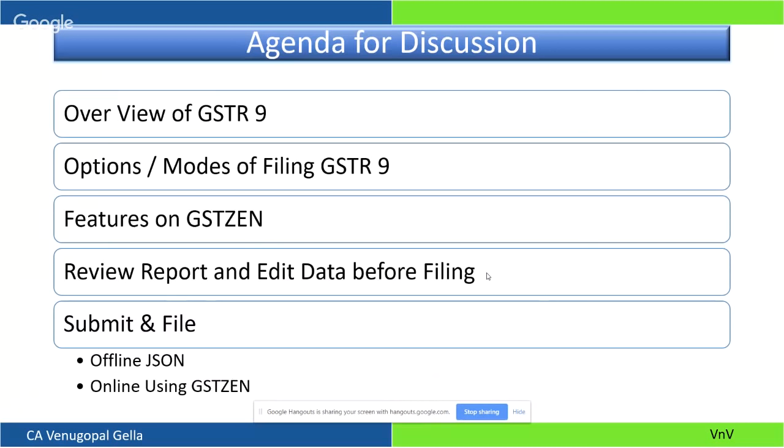I'm sure most of you are aware of all the fields in the GSTR-9, but before we go through the entire GSTR-9, I think we should have a quick overview of the form and what are the various options that are available for filing the GSTR-9. There is an online mode, offline mode. What features are there on the GSTZen? How do we use those features? And how do we review the report and edit the data before we start filing? We would look at that. And lastly, we will look at how do we submit and file the returns. So this is the agenda which we are covering.